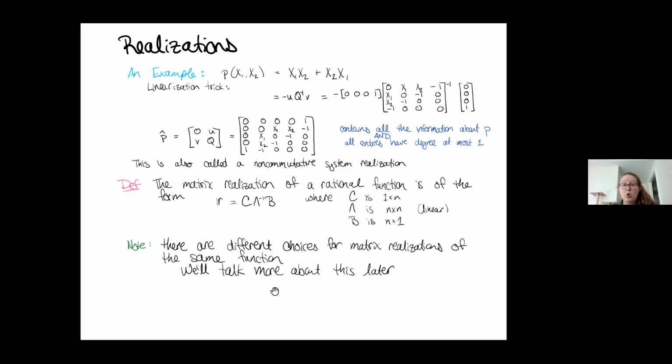Now, there are different choices for matrix realizations of the same function. We talk about this a little bit more later, but it's just convenient to be able to linearize things. I think that is relatively convincing. Lines are good, lines are easy, linear.